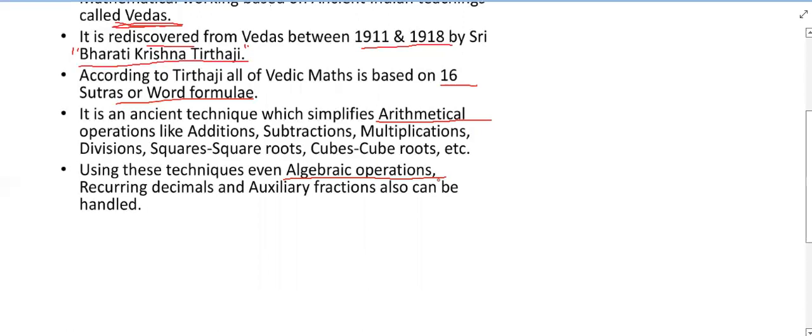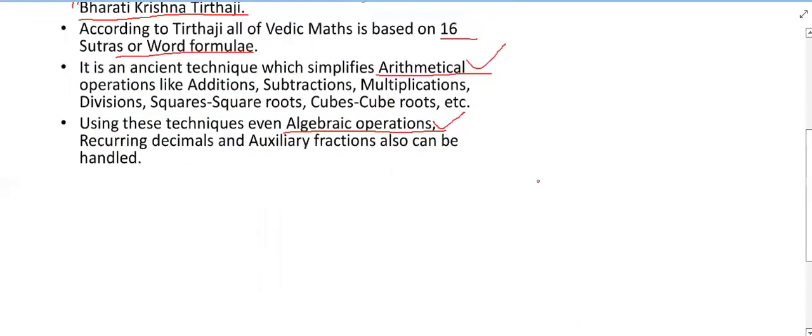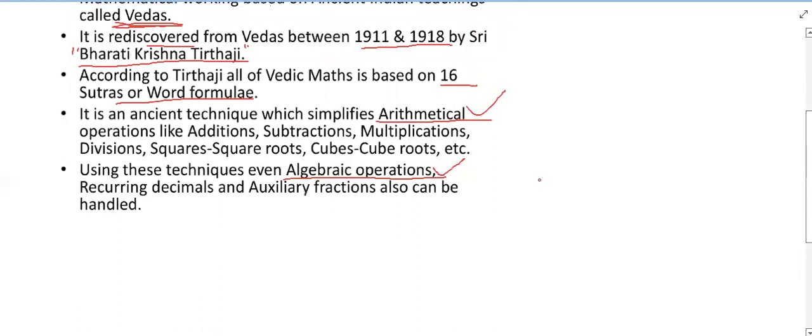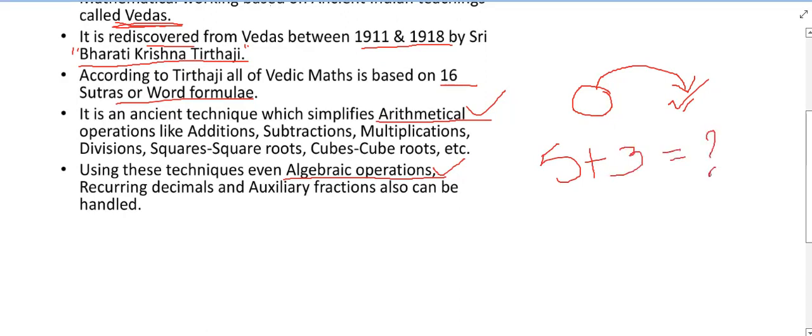Okay. What is the difference between arithmetical operation and algebraic operation? Anyone? Sir, in arithmetic, we have numbers, but in algebra, we have variables and constants. Yes, correct. So simply, if we say, all the numbers are known values, or not? Yes, sir. If you are moving from a known value to an unknown value, known to unknown, we will call it an arithmetical operation. Suppose 5 plus 3 is given. 5 is known and 3 is known, and we are moving from known to unknown. Question mark is unknown.